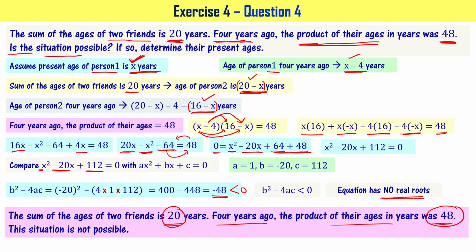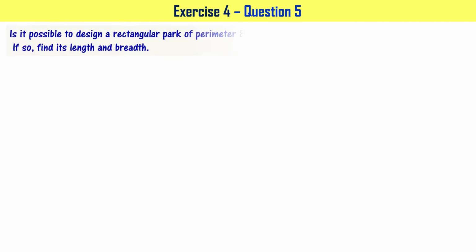Got it? Question number 5: is it possible to design a rectangular park of perimeter 80 meters and area 400 meters square? Look at this. Perimeter has to be 80 meters and area has to be 400 meters square. If so, if you can design such a thing, then what is its length and what is its breadth? This is the question asked.